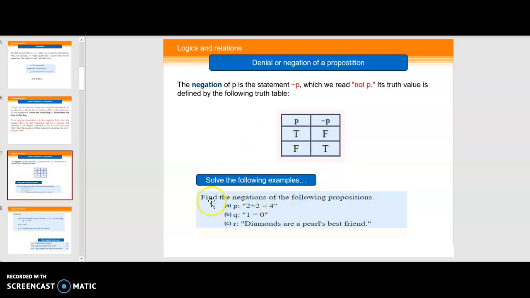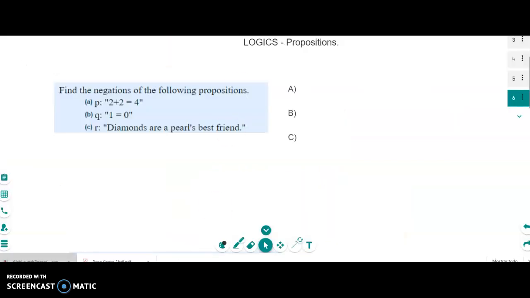So we are going to do these examples. Find the negations of the following propositions. How can we find the negations of this proposition? The first one, P equals 2 plus 2 equals 4. How can we deny this statement? The opposite to equals, the negation of equals, will be different. So we can write, for example, 2 plus 2 is different to 4. This sign means different. Remember that. This is different.